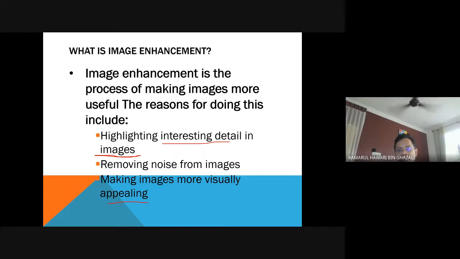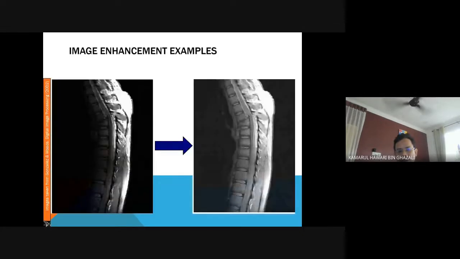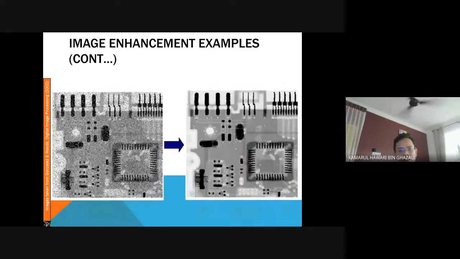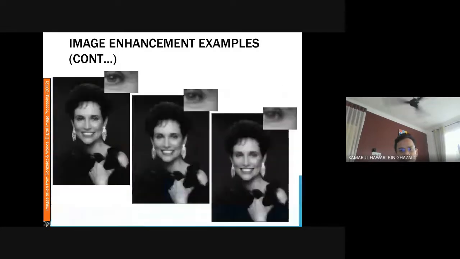Need human to see first, then the mission can be done. For example, this one, do enhancement, so you get a better image. This one also, do a better image. So this one, do the image enhancement to get a good image. So this is the slide, Photoshop. Photoshop too, there are a lot of image processing algorithms in the Photoshop.